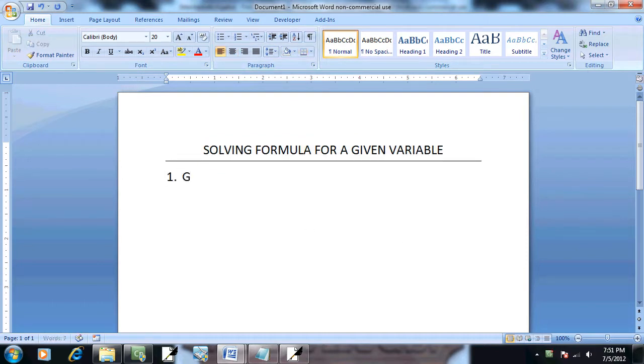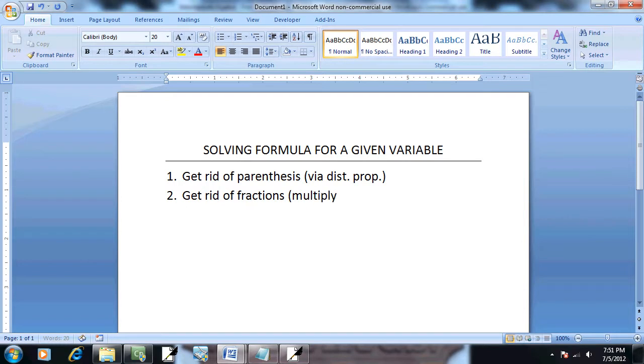Now step 1. Get rid of parentheses. And we do this via the distributive property, though as formulas become more complex, there are other ways of getting rid of parentheses. Second step, get rid of fractions. We multiply everything by the LCM of all the denominators.